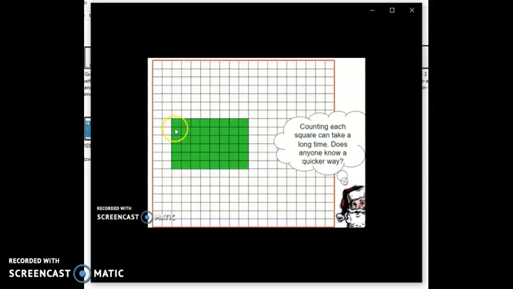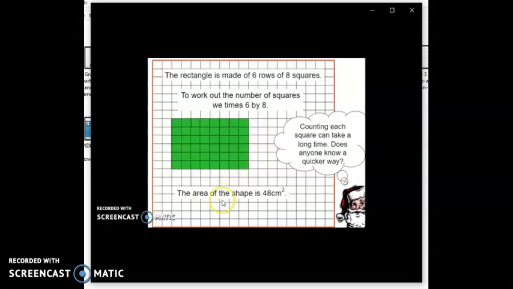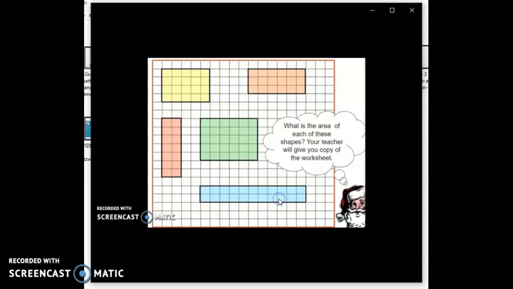And what about the columns? How many columns are there? 1, 2, 3, 4, 5, 6, 7, 8. It means 6 rows and 8 columns. So it will be 6 multiplied by 8, which is 48. 6 times 8, 48.